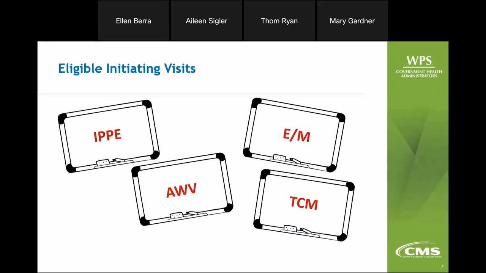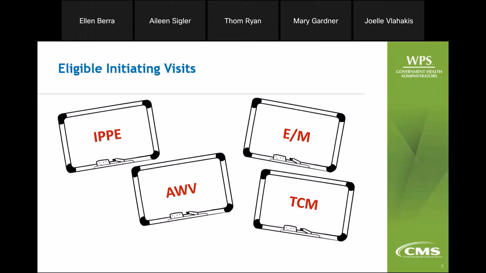Payment for these services, whether it's the Welcome to Medicare visit, annual wellness visit, etc., will need to follow the guidelines for that particular service, including the frequency. So the IPPE is done once when the patient is eligible for Medicare. Annual wellness visit can be done once a year. Transitional care management is after the patient has been released from a facility. And then, of course, we have evaluation and management services.